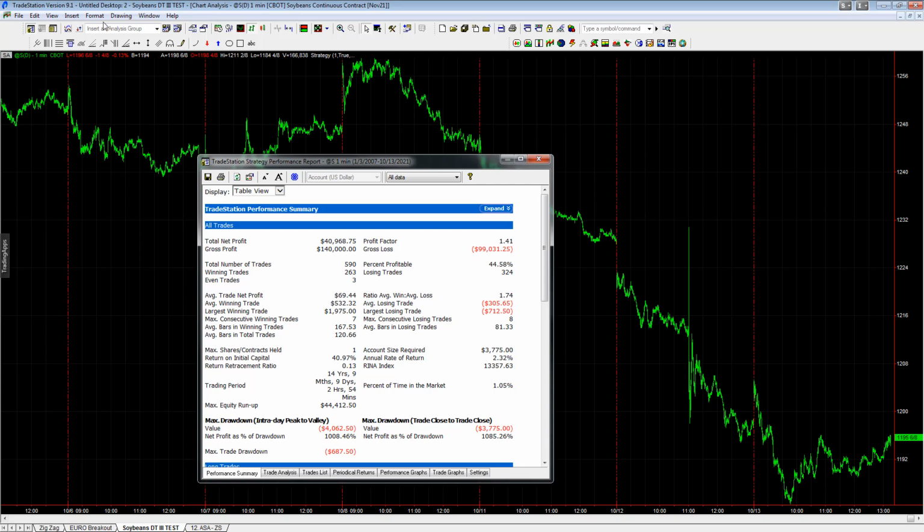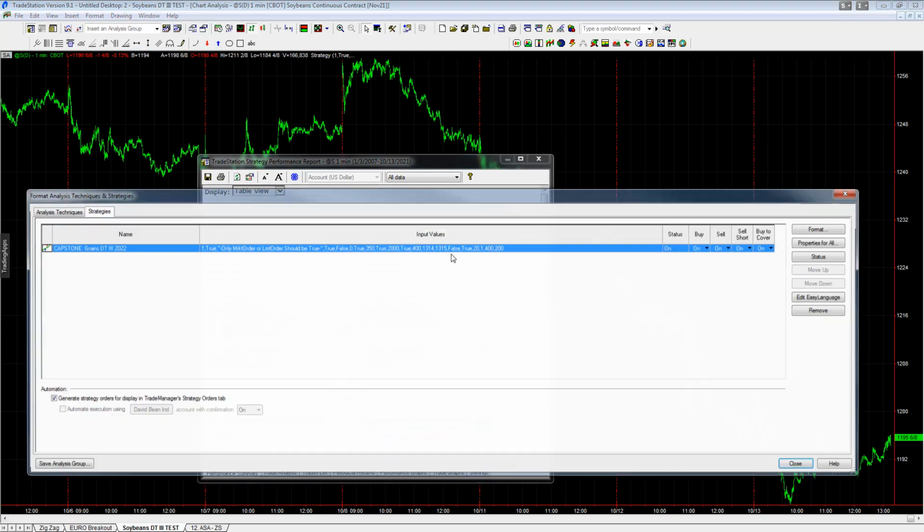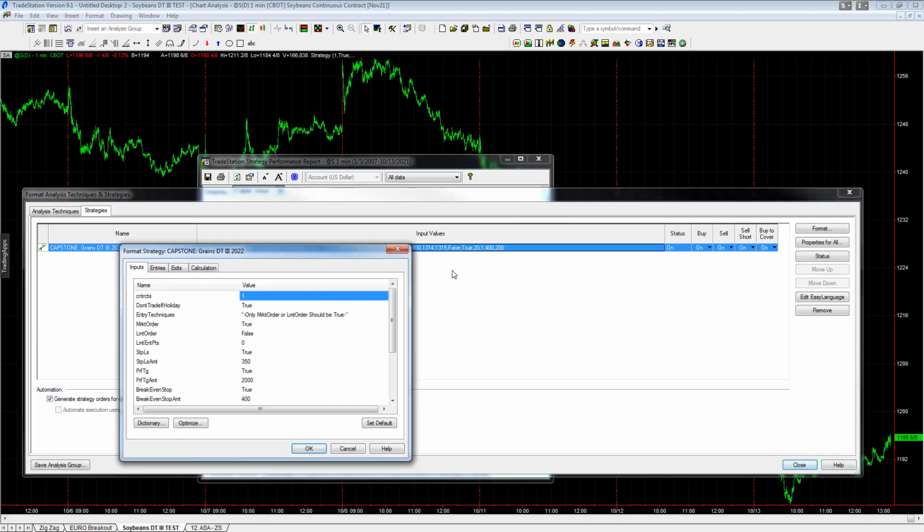Grains DayTrader 3 2022. So a format strategy, and I come in here. I've tested the market order versus limit order. I haven't tested the limit order yet on this version, but I'm going to stay with the market order, and I'm going to change some things. I'm going to take out the break-even stop loss and the fast trailing. So I'm going to just simplify it.